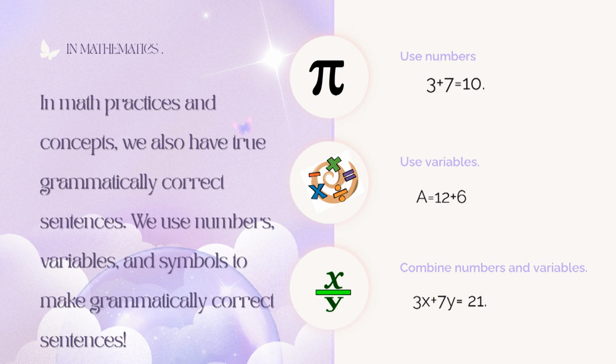It says in math practices and concepts, we also have true grammatically correct sentences. We use numbers, variables, and symbols to make grammatically correct sentences. So if we're using numbers, we have 3 plus 7 equals 10. Using variables, A equals 12a plus 6. And then we have a combination, which is 3x plus 7y equals 21. So these are grammatically correct. We have our numbers, we have our variables, we have some type of equation sign or maybe an inequality symbol. And then we have our answer or product or whatever type of operation we're doing.